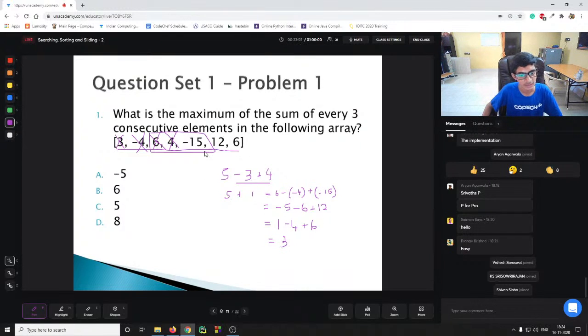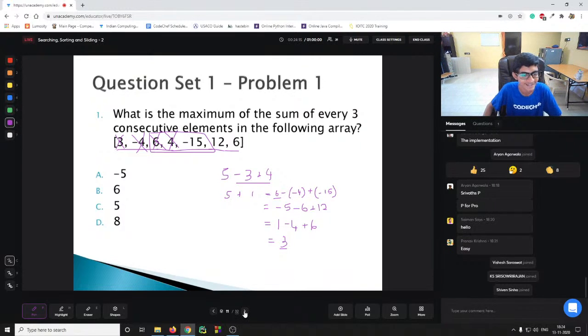The last window has a value of 3, and the window before that has some other value, and so on. So now the total maximum value is 6. So this was the answer, and yeah, it was easy because it was designed to be easy.